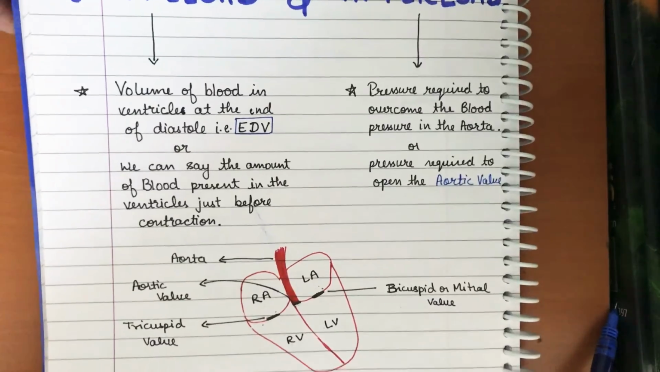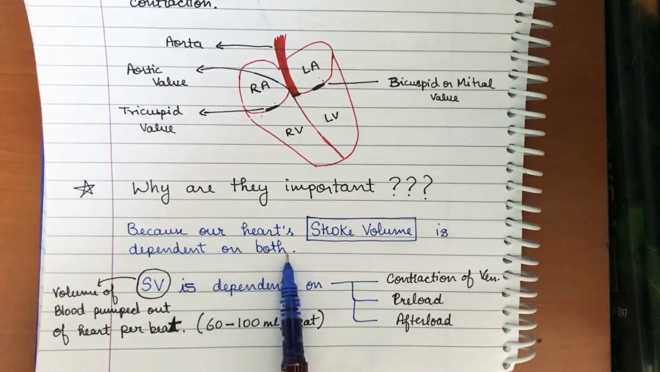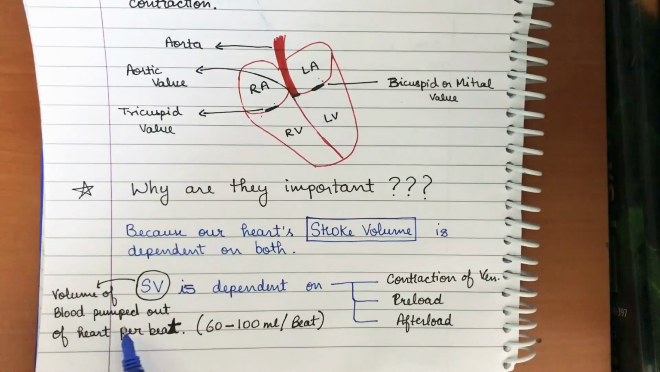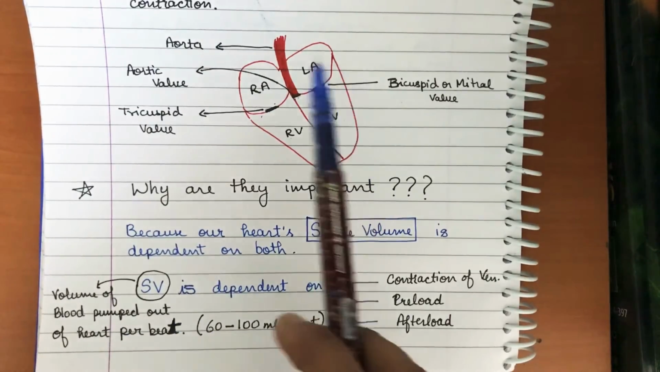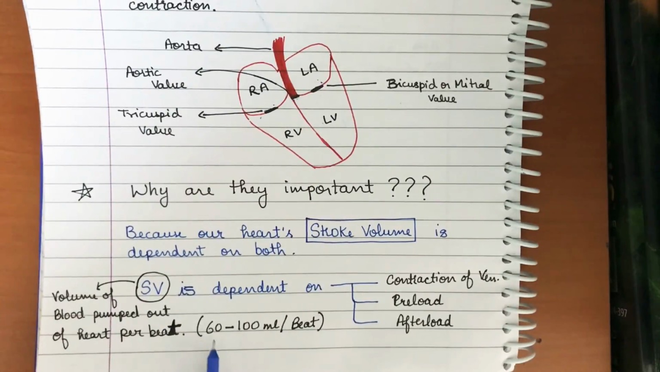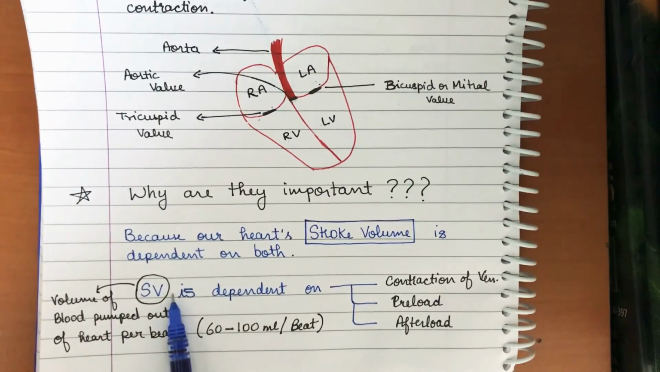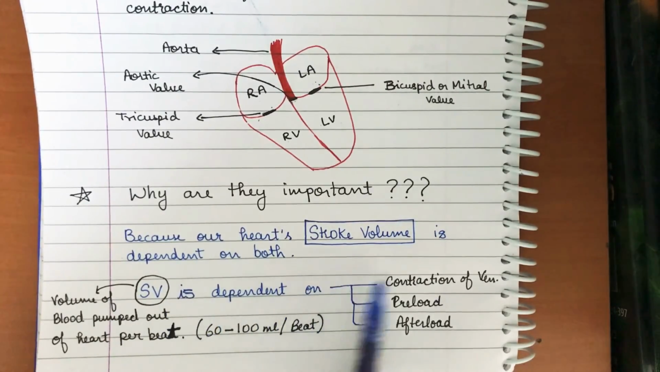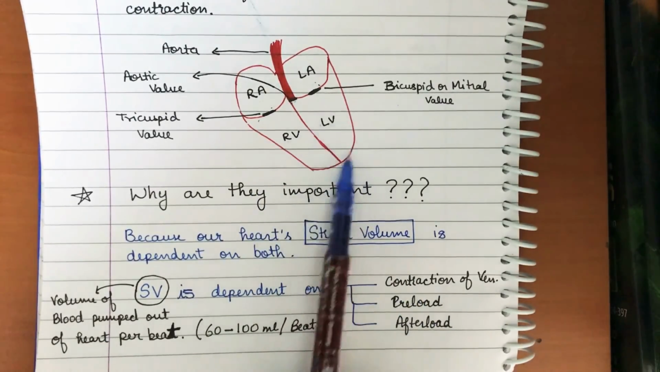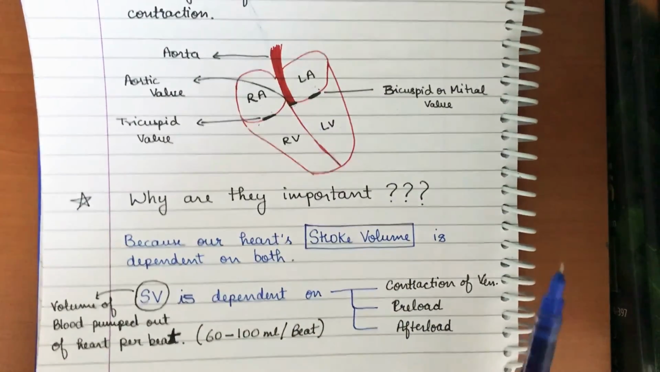But why are they important? Because our heart's stroke volume is dependent on both of them. Stroke volume is the volume of blood that is pumped out of the heart per beat. So during a single beat, when the heart pumps out the blood, that volume is known as stroke volume. It is roughly around 60 to 100 ml per beat. Stroke volume is dependent on three factors: first, the contractility of the ventricles, second, the preload, and third, the afterload.